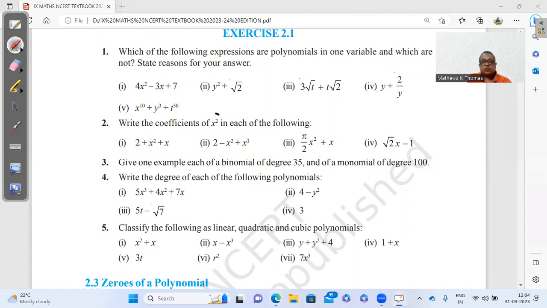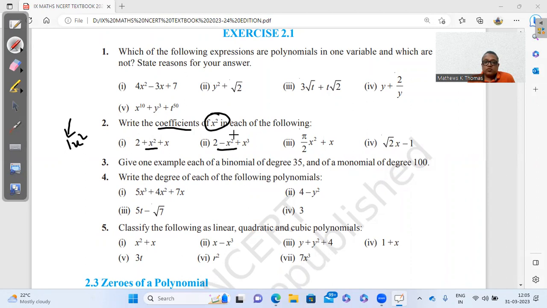Write the coefficient of x square. So coefficient, I told you, is the number with x square. What is the coefficient here? Here, for the coefficient of x square, no number is written, so that is 1. So coefficient of x square is 1. They will not write 1 here. It's understood that there is 1. So coefficient of x square is 1 here.